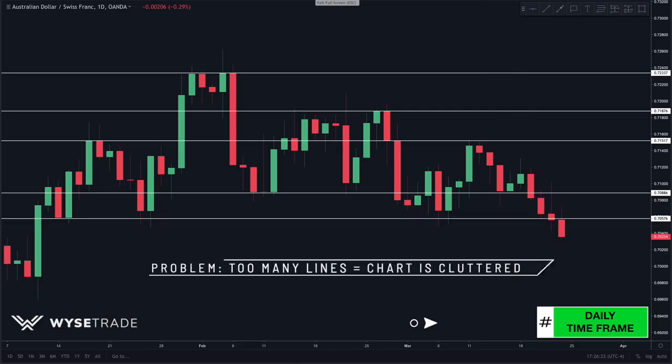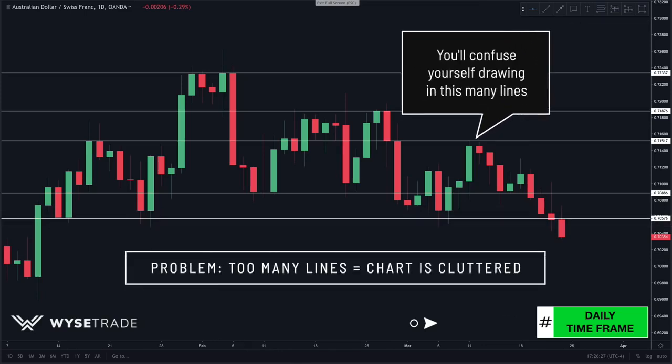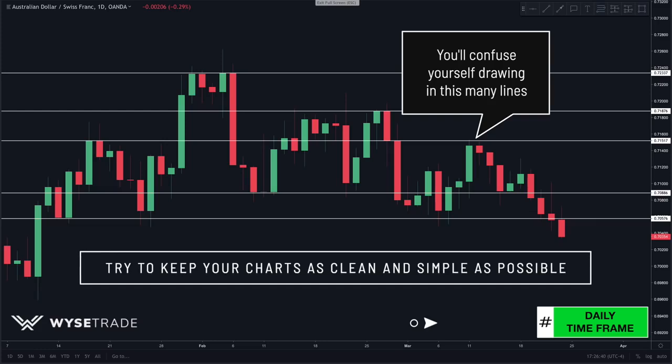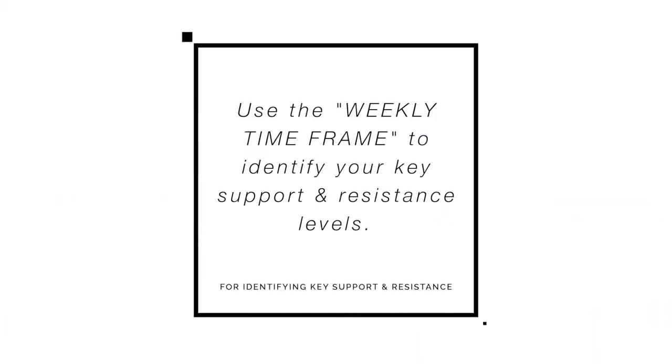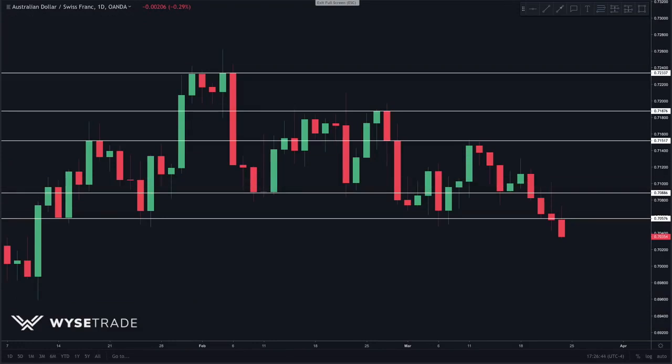So the problem with drawing in this many lines on the chart is that you have now confused yourself and have cluttered up your chart with lines everywhere. Some of these levels are useful for day trading, but right now our focus is on swing trading. Again, if you can recall from the last video, we want to keep our charts simple and clean. So this is why we use the weekly time frame to find our key levels instead of drawing in all these minor daily levels. So let's jump to the weekly and break this down.